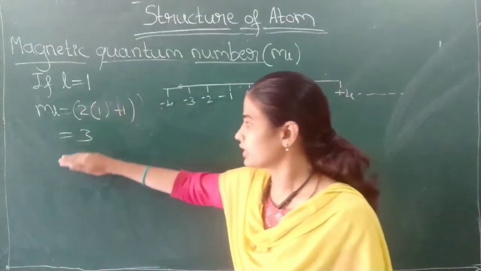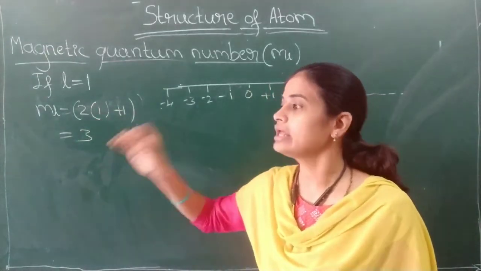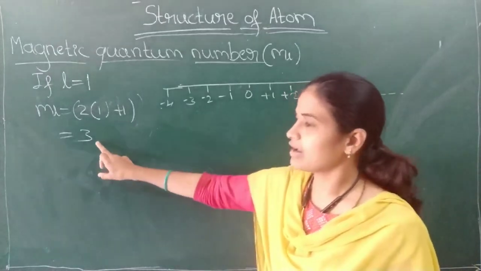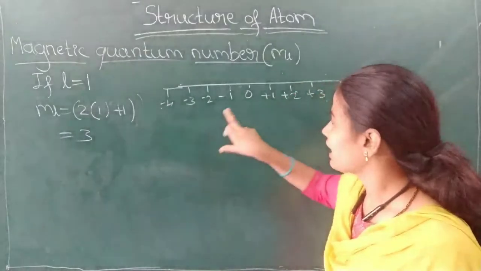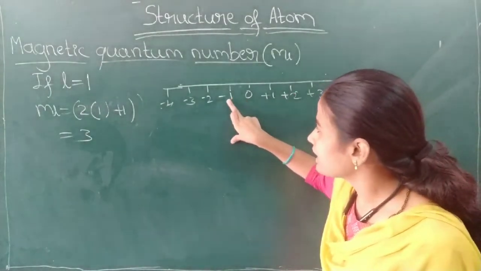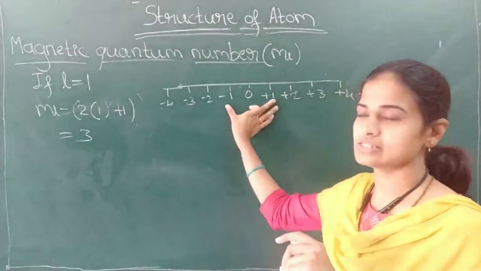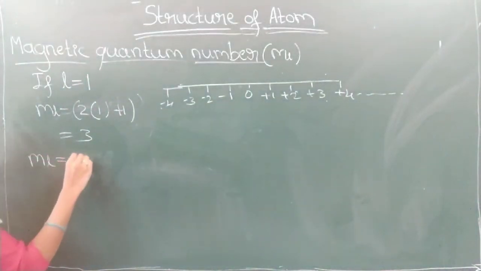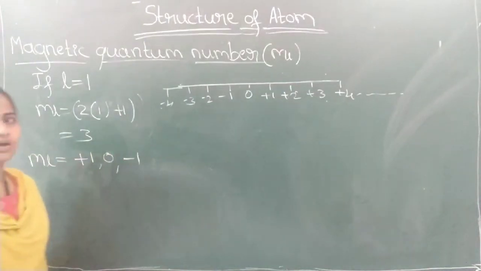See, when you substitute the value of L in this formula and calculate, you always get an odd number, remember. 3 values are there, you just have to consider the scale. Out of those 3 values, one value is 0. Second value is minus 1, third value is plus 1. Like this 3 we have to consider. So therefore, ML is equal to plus 1, 0, minus 1. Got it? We'll move on.